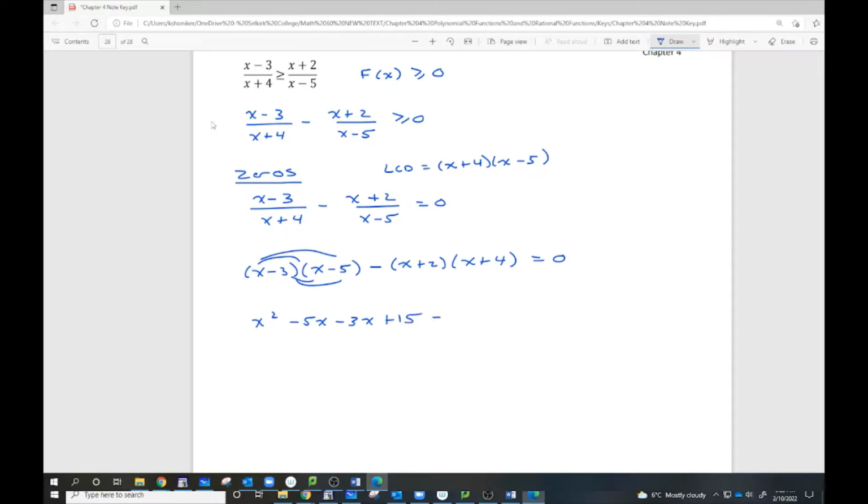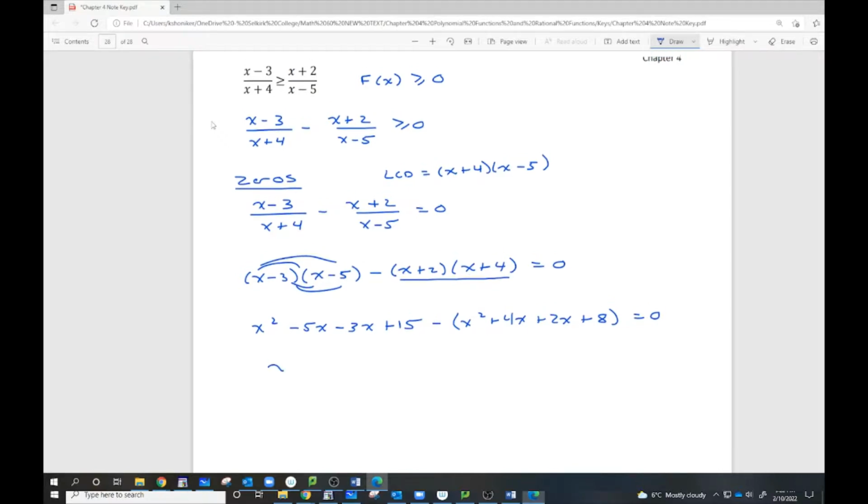And then I'm going to leave this minus sign here with another bracket. So I'm going to distribute these two brackets before I deal with the negative. Then I get x squared plus 4x plus 2x plus 8 equals 0. Then I'm going to distribute the minus sign through and collect like terms at the same time.